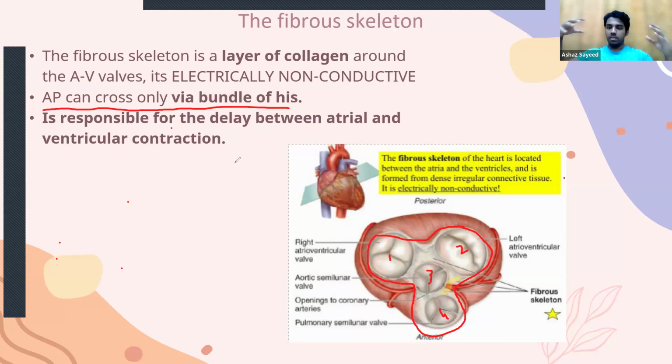Atria contract to push the blood into the ventricles. Ventricles contract to push the blood into the blood vessels. So this delay is because of the presence of this fibrous skeleton. It stops the action potential for some time, so it has to cross only via the bundle of His. Remember this point: bundle of His, fibrous skeleton, action potential. Just remember that.